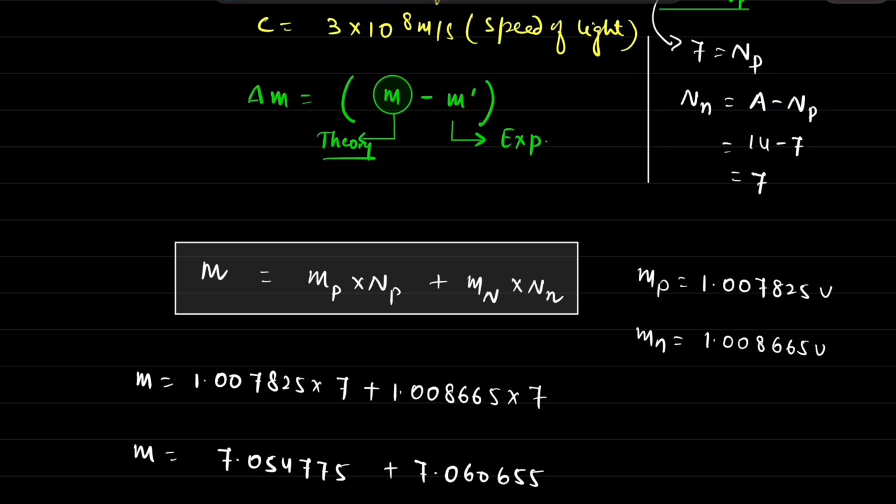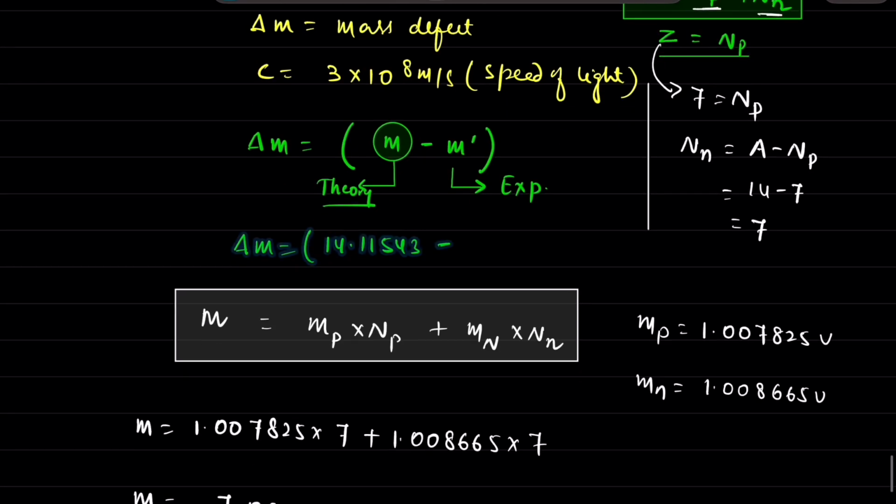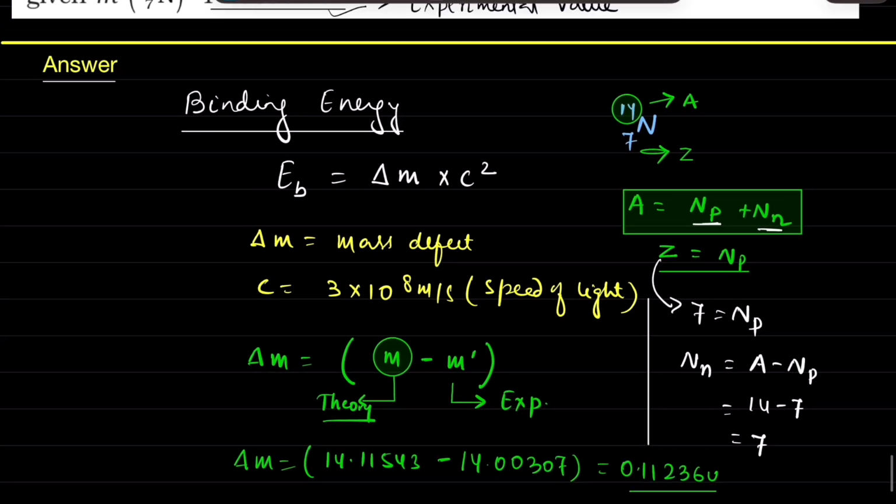So can we find the value of delta M here? Delta M is equal to 14.11543, its value of M, minus M dash, which is given as 14.00307. So we substitute 14.00307. After subtraction, this value is equal to 0.11236 U.